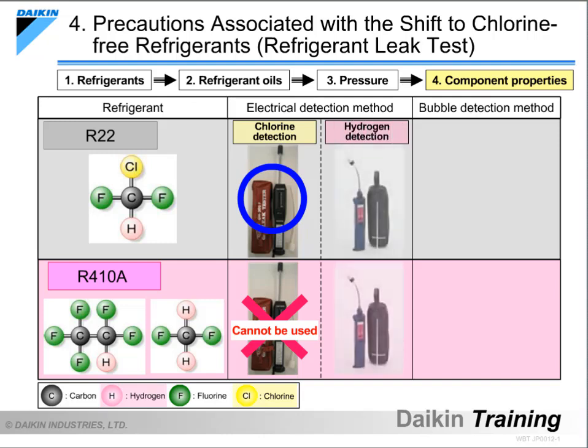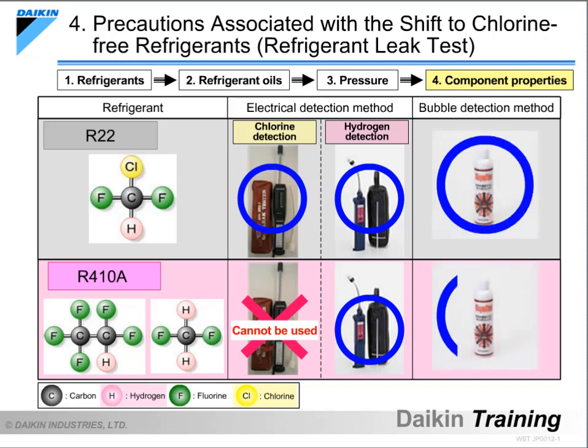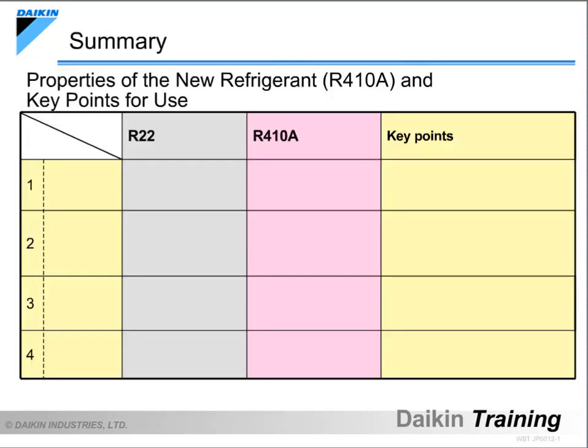With the electrical detection method used for the new refrigerant, R410A, it is possible to judge whether there is any leakage with a sensor that detects hydrogen. This method can also be used for R22, because it contains hydrogen as well. Please make sure that the electric detector currently being used can detect hydrogen, and if not, consider replacing it with one that can detect hydrogen. The bubble detection method, with a soapy solution, is another method of detecting leakage, and it can be used for both R22 and R410A. This table summarizes what we have learned in this course.